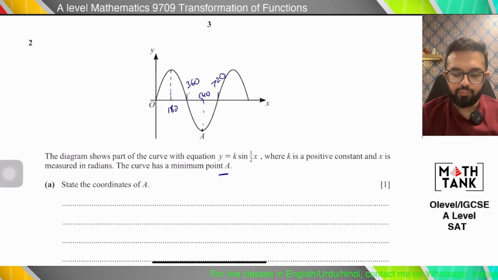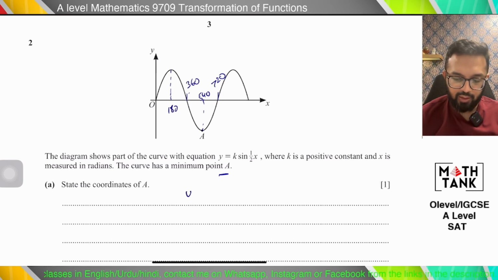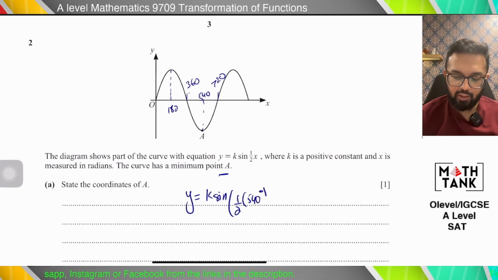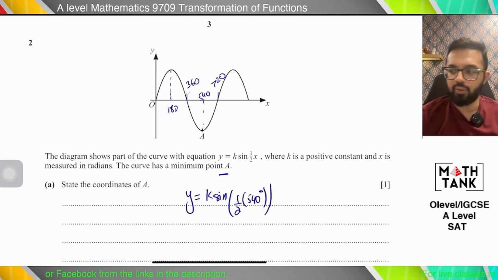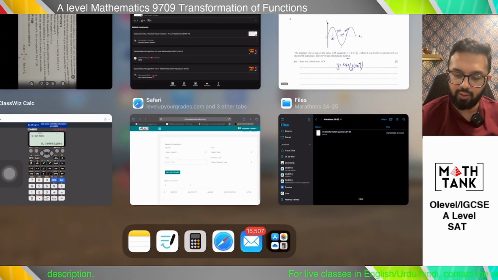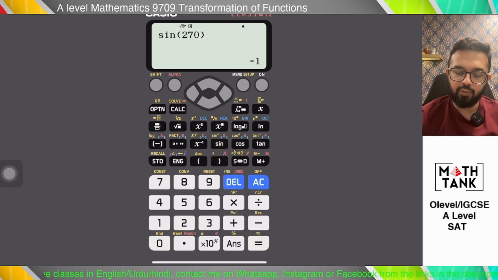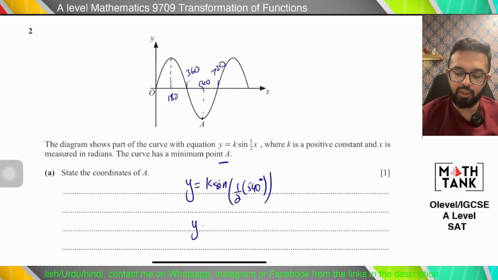Okay, so in that case all x coordinates have been multiplied by 2, so my minimum point has to be at 540. So half of 540 degrees. I can put that in radians as well. I will use my calculator at this point. Yeah, I have my calculator here. The sine of 270, basically sine of 540, that gives me -1, so this should become minus k.